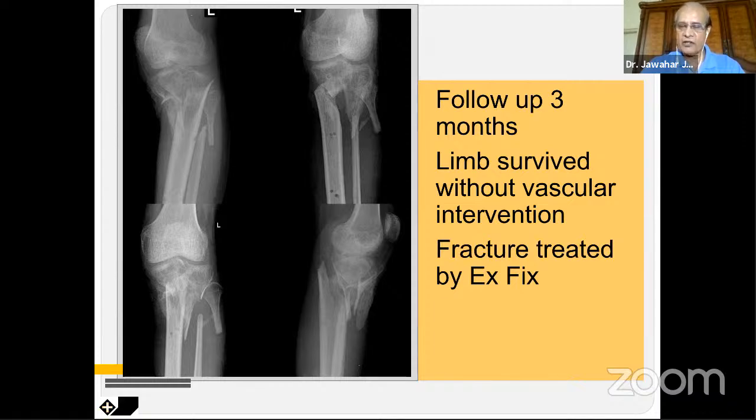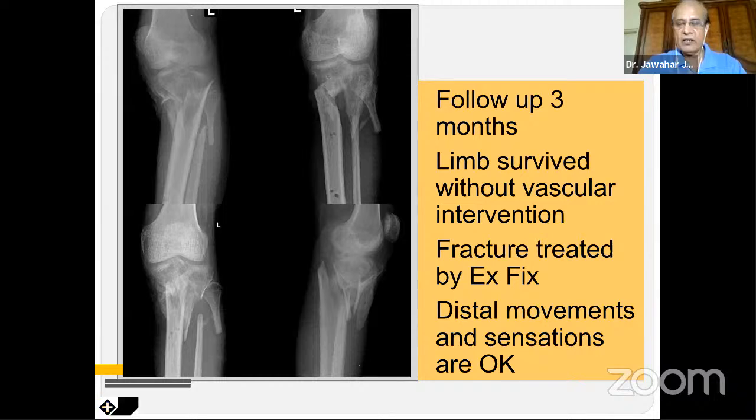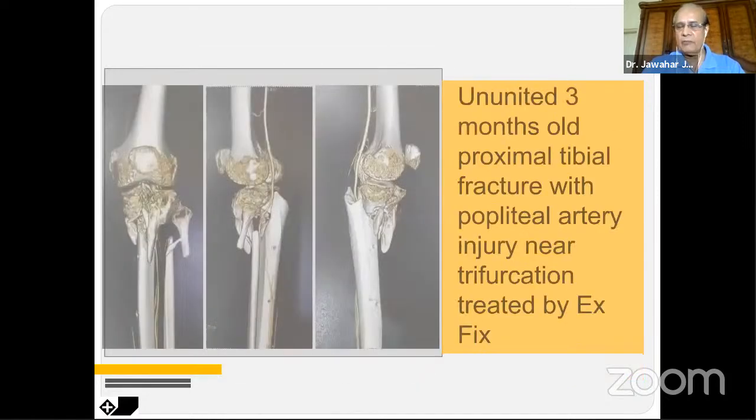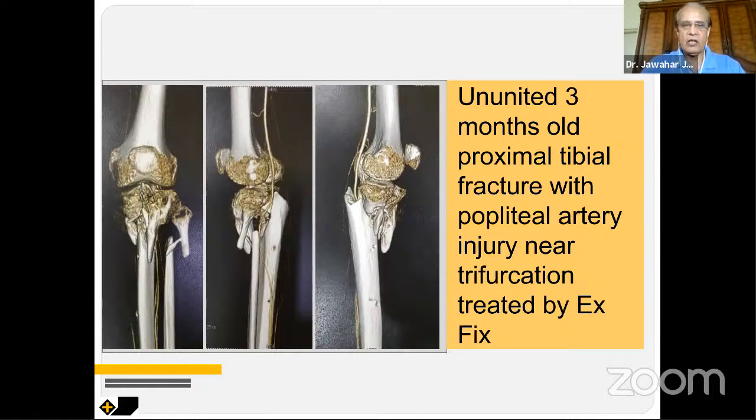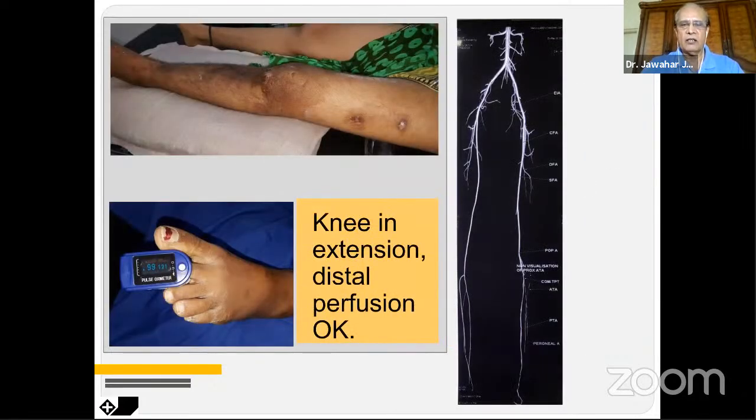Fracture was treated with external fixator. There was good distal movement and sensations were also okay. Then she came back to me for the pin track infection, and the external fixator was removed. She said, do something because nothing has been done at that center. So I went for the CT angiography, to find out what exactly is the problem with the artery. So it was an ununited, 3 months old proximal tibia fracture with popliteal artery injury near trifurcation treated by external fixation, wherein there is a good distal perfusion, and the latest angiogram shows that there is a deficiency in the vascular region.